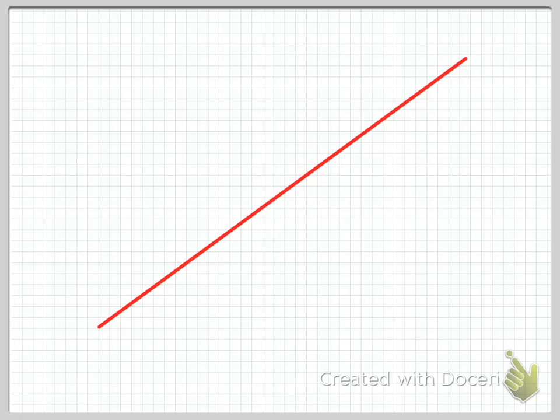So it all depends what the problem says. So translating is sliding the graph up or down, okay? So another word for translation is to slide. What's another word for a translation? To slide. Okay, to slide.